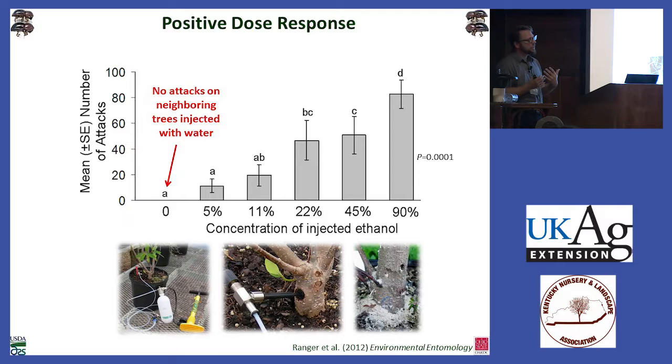We've actually figured out that instead of using a pressurized injection system for injecting insecticides, you can inject trees with ethanol. When you do that, depending on the concentration, the more ethanol you inject, the more attacks you get on those specific trees. Here you can see the amount of sawdust piling up around those trees. Beetles are very attracted to trees that are emitting ethanol, and neighboring trees that were injected with water and not emitting ethanol were not attacked.